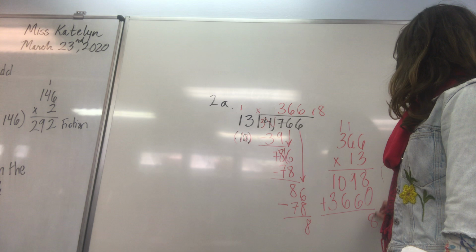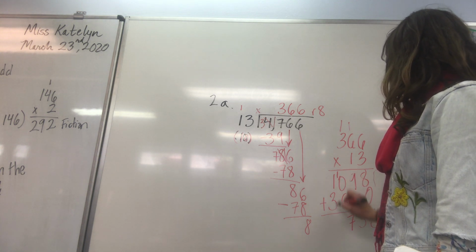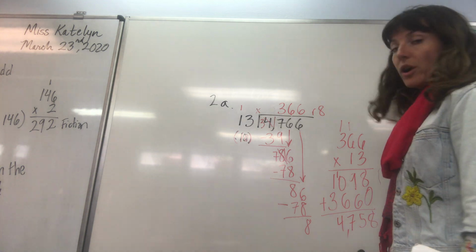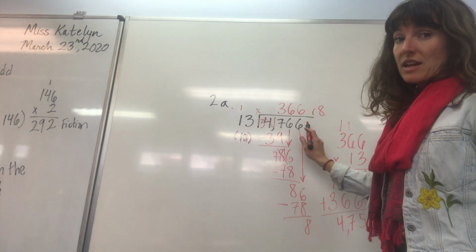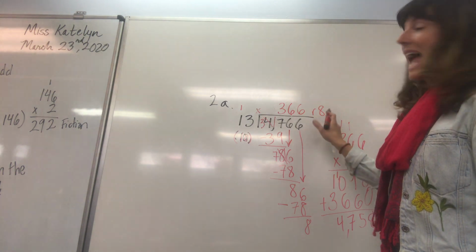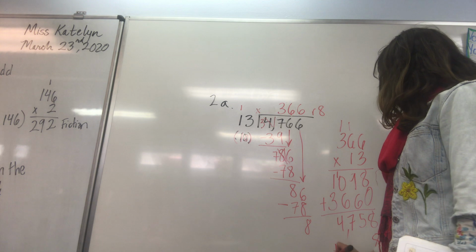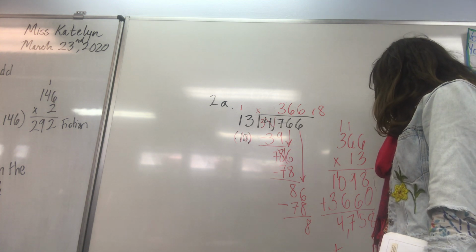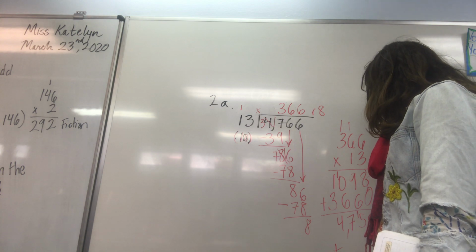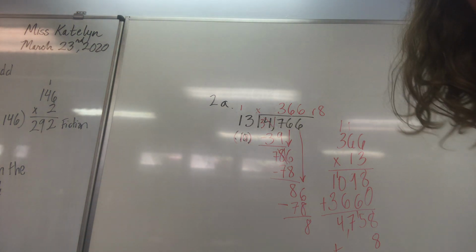8 plus 0 is 8. 9 plus 6 is 15. 1 plus 6 is 7. And 1 plus 3 is 4. 4,758 is not the same number as 4,766. Please add your remainder. 8 plus 8 is 16. 1 plus 5 is 6. 7, 4 is 4,700. Can you see what I'm doing over here?